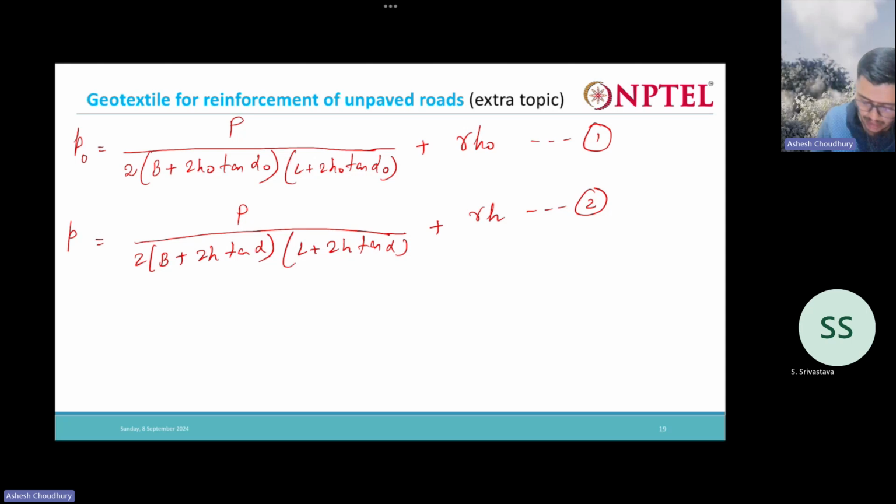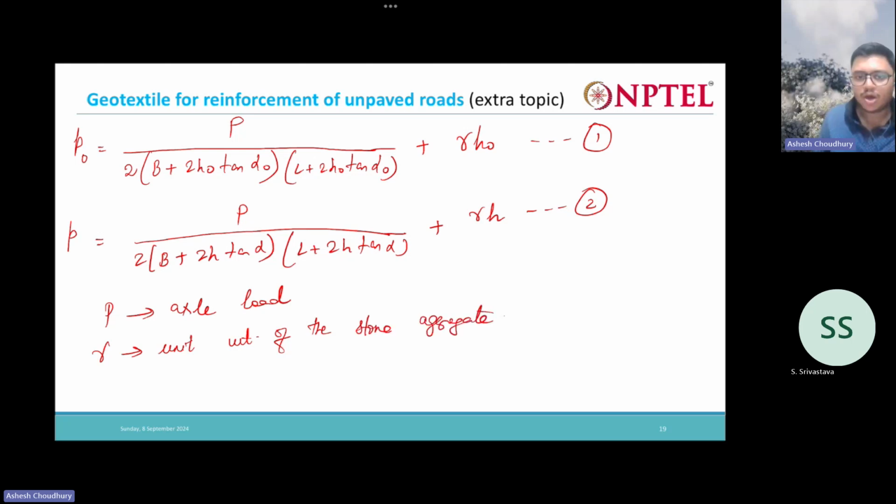What is P? P is nothing but the axle load of the vehicle, and gamma is the unit weight of the stone aggregate. Right? Understood?